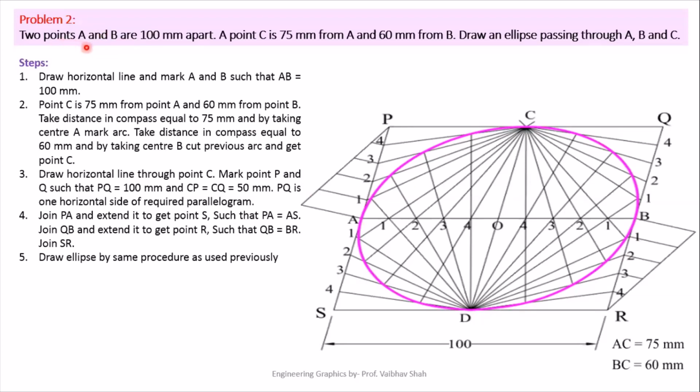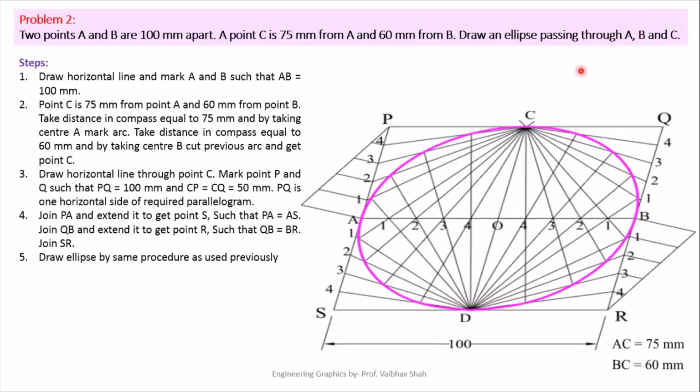Problem 2. Two points A and B are 100 mm apart. The point C is 75 mm from A and 60 mm from B. Draw an ellipse passing through three points A, B, and C. So this is a different example than previous one. Here it is said that your major axis points are given 100 mm apart and you are given one third point C, which is 75 mm away from your A and 60 mm away from your B. And it is said that you must draw ellipse passing through all of these three points A, B, and C.